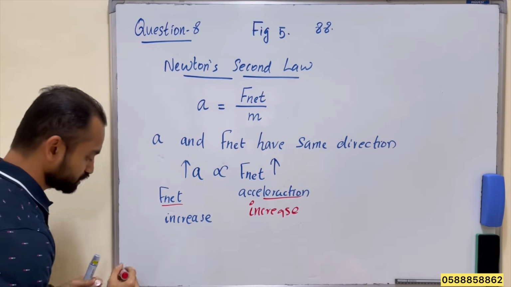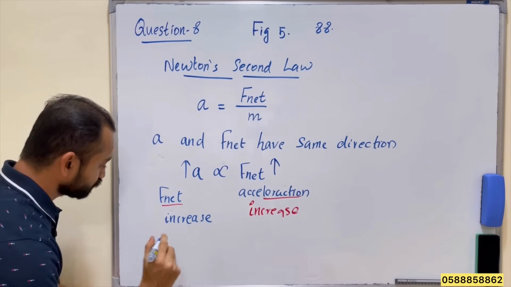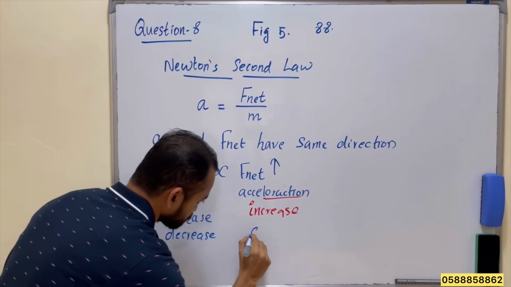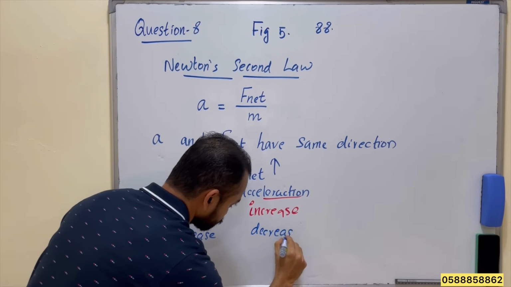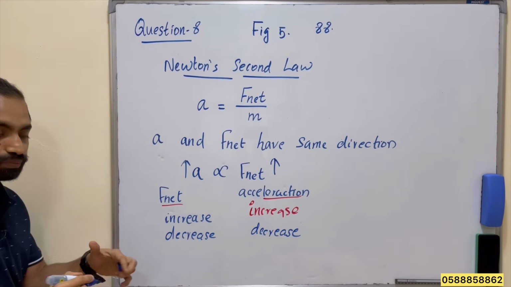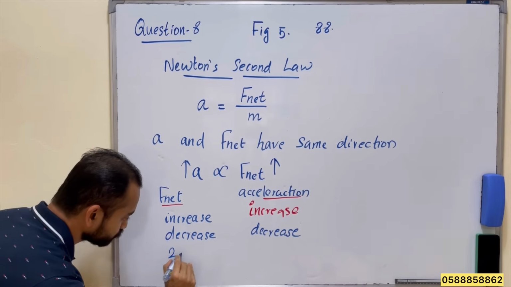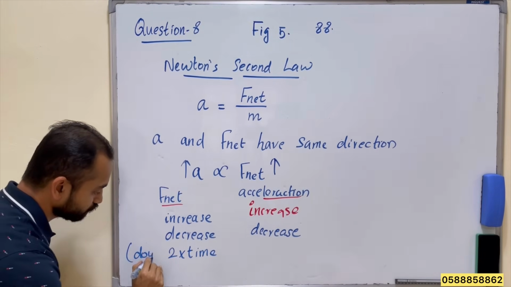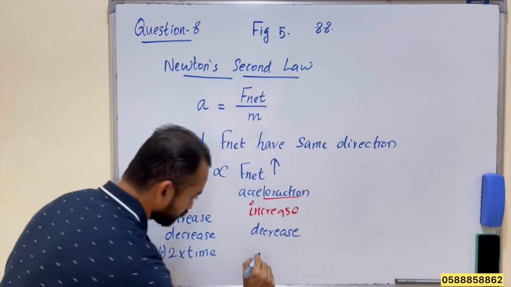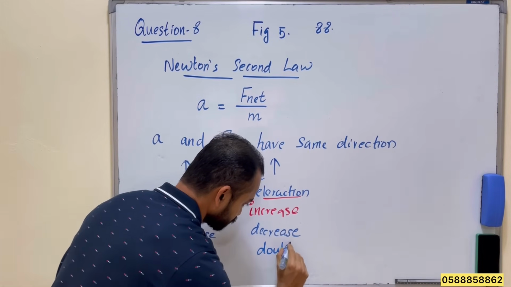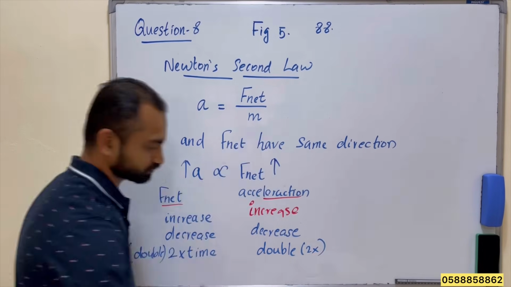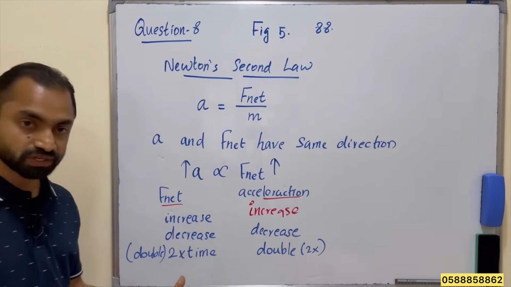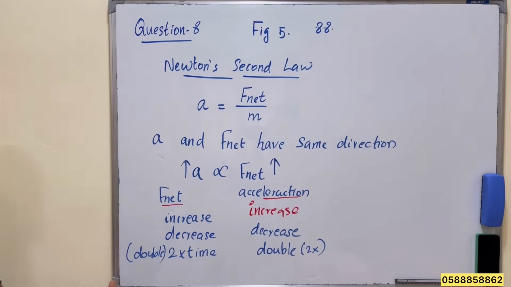When F net decreases, what will happen to acceleration? When net force decreases, acceleration will decrease. When net force becomes 2 times, meaning double, acceleration will also double. When net force becomes 3 times, acceleration becomes 3 times. When net force becomes half, acceleration becomes half.